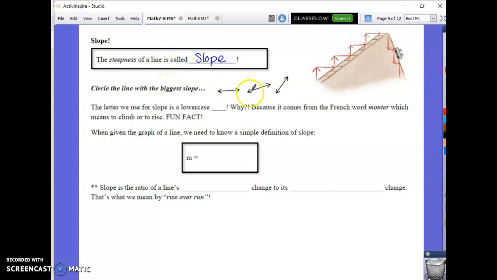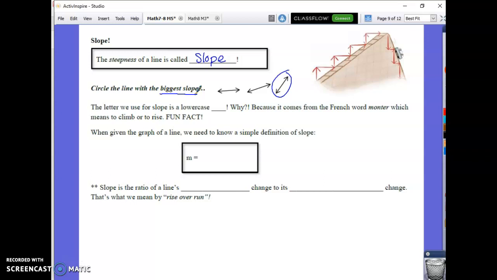So if we look at these three examples of lines right over here, this line is the least steep of the three, and this line is a little more steep than this one, but this is the steepest line of the three, and it also has the biggest slope.